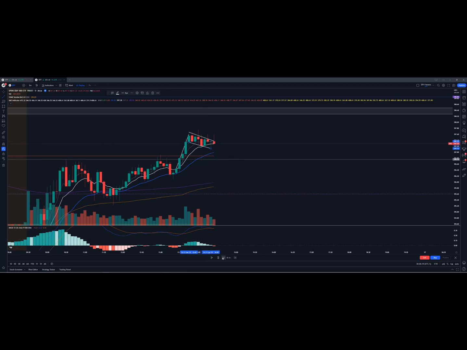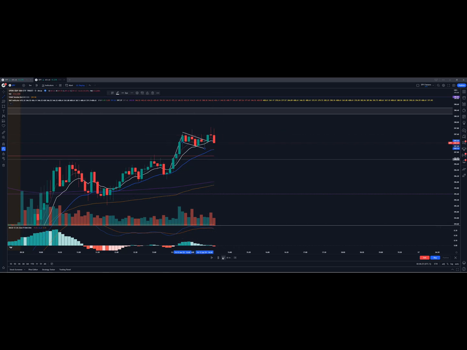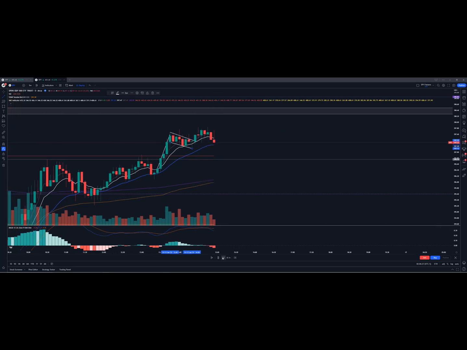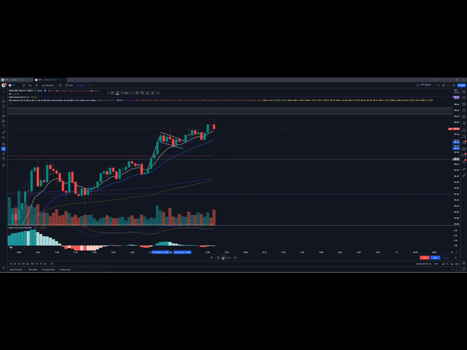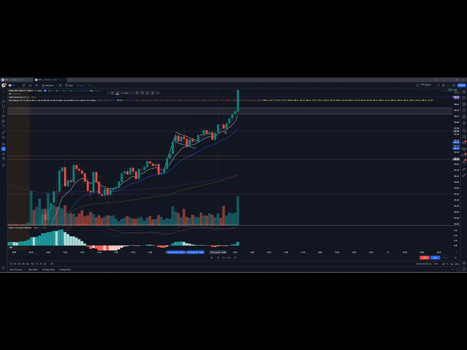And so as you can see, here's where we break the formation. We get a candle close above here, and then we consolidate, pull back to the 21, and then ultimately end up continuing to the upside. So that's how you play a bull flag.